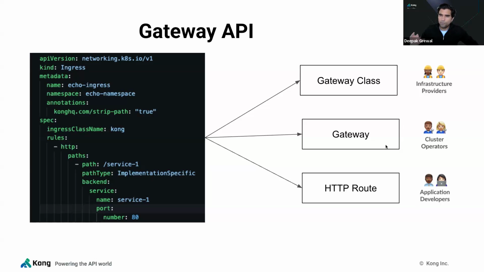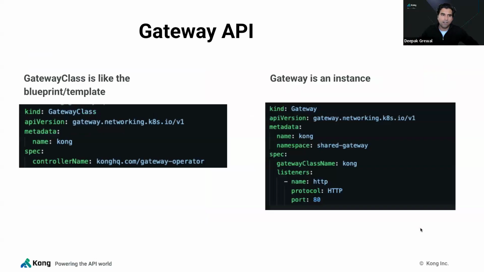If I just zoom into the gateway class and the gateway resource, what they are: a gateway class is like a template, a blueprint of a gateway. So this is what it looks like. And then the gateway itself is an instance of that class. So if you've come from object-oriented programming, you're defining the class, and then you're instantiating that class using the gateway.